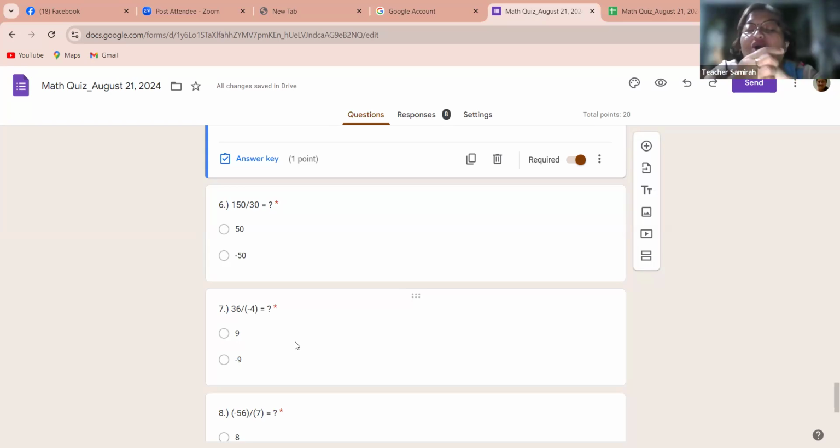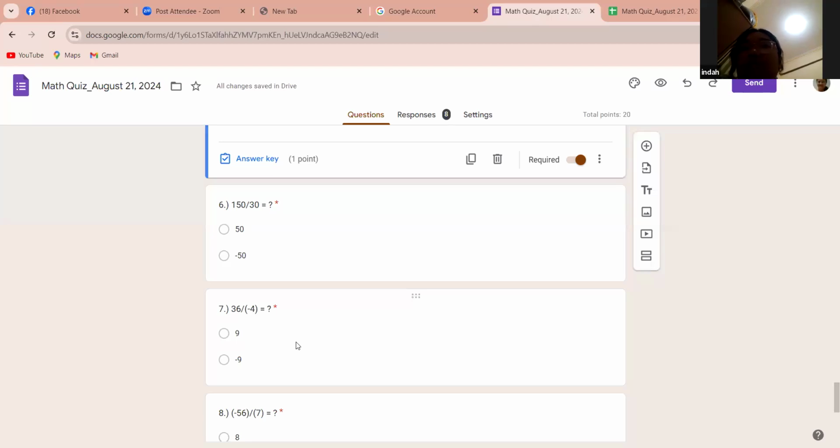Okay, how about if you are going to divide two negative integers? What will be the sign of the quotient? Positive. Okay, when you are going to divide two different sign integers, for example, positive divided by negative, what will be the sign of our quotient? Will it be positive or negative? Negative. If we are going to divide negative divided by positive, what will be the sign of our quotient?